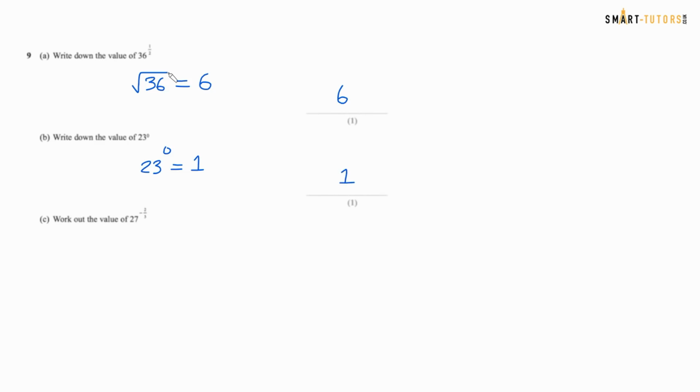The next one, work out the value of 27 to the power negative 2/3. When you see a negative power, we need to change it to 1 over 27 to the power 2/3. The bottom 3, the denominator, is cube root, and the 2 is square. So cube root of 27 is 3, 3 squared is 9, so which is 1/9. So that is our final answer.